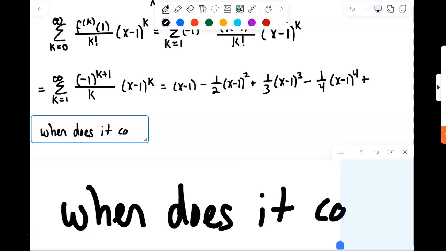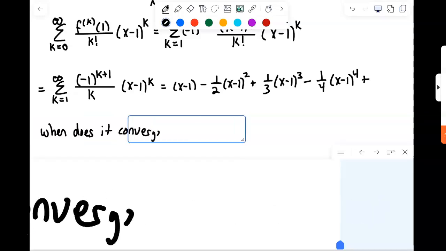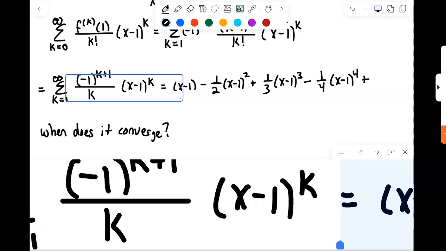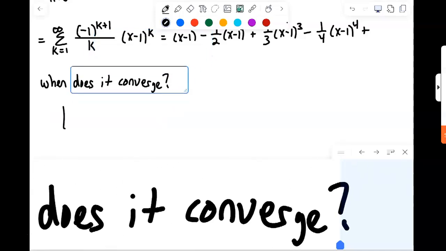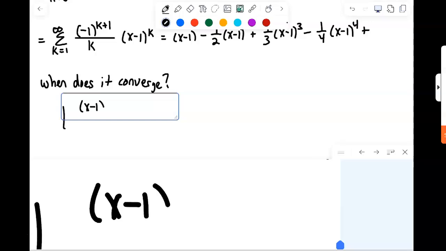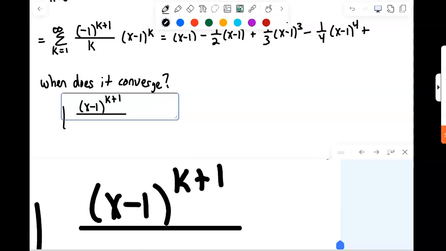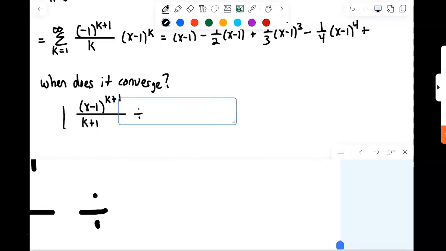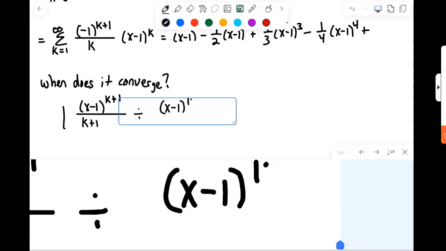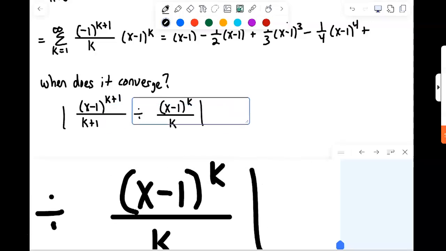Okay, and then we ask the question that we've asked before now that we've built the series: when does it converge? So we take the ratio of our coefficients inside the absolute value, and let's see what happens. Absolute value, k plus 1 term, so that'll be x minus 1 to the k plus 1 over k plus 1, divided by x minus 1 to the k over k. And we simplify.